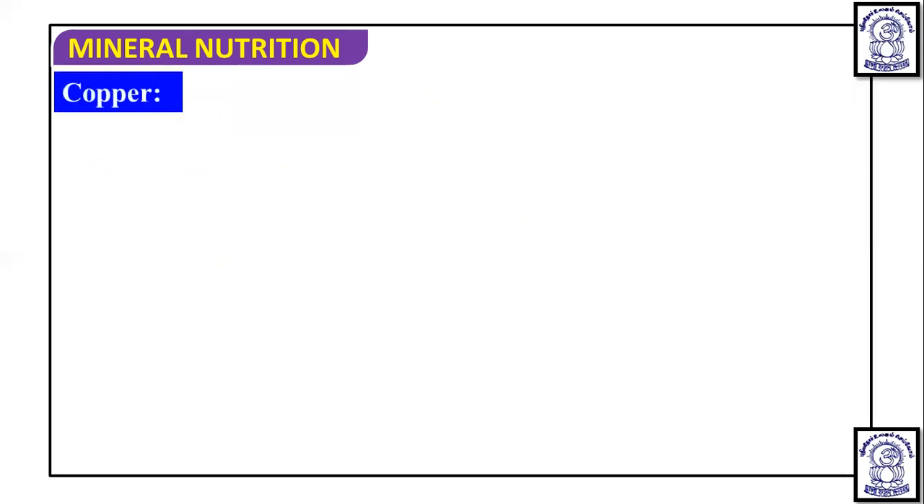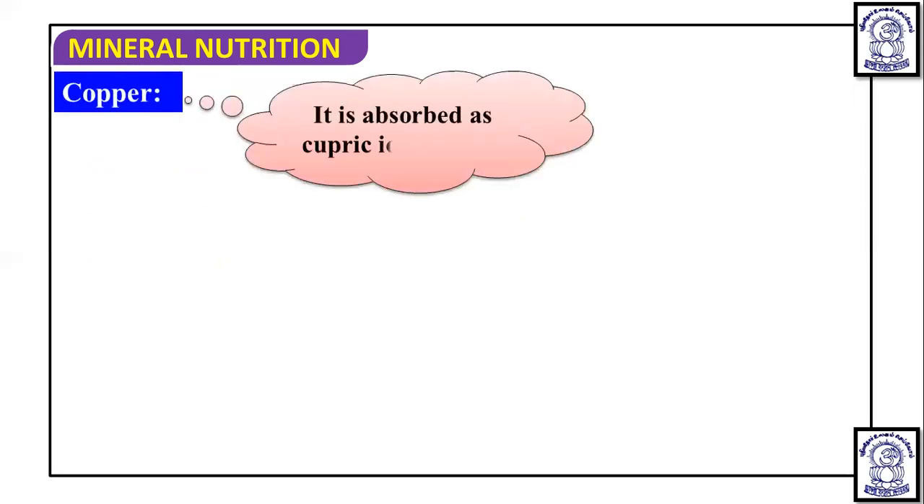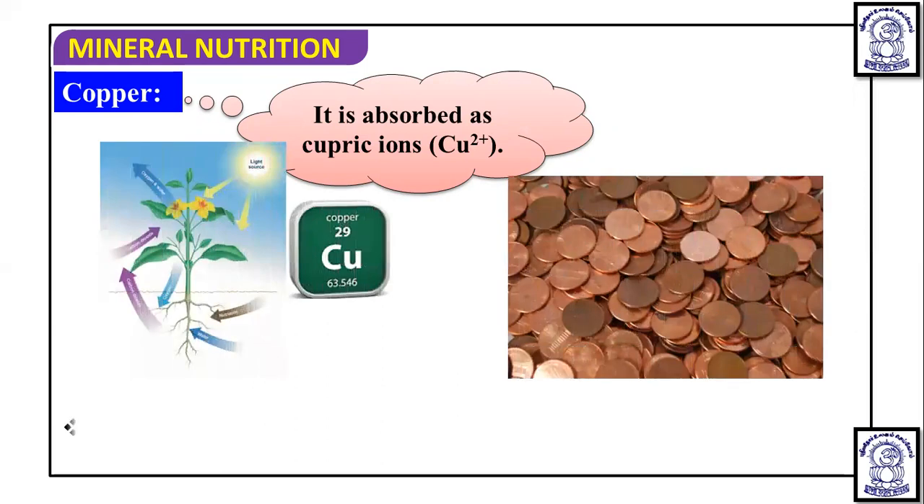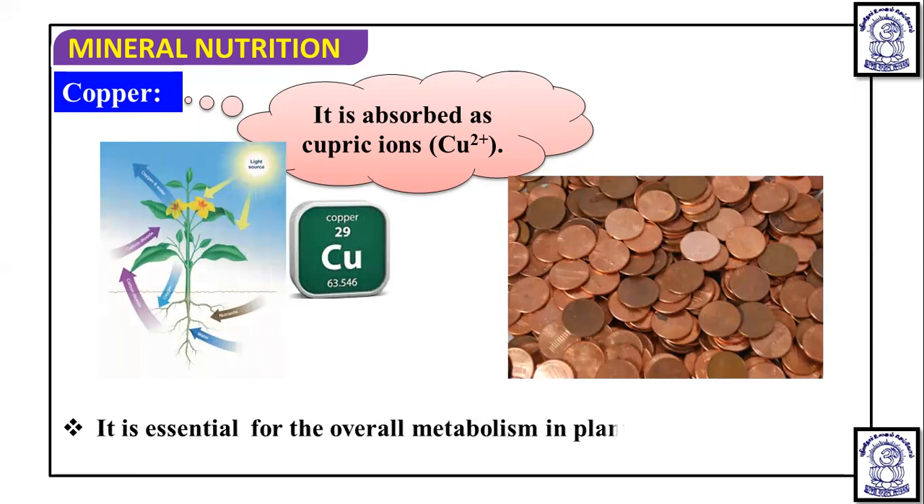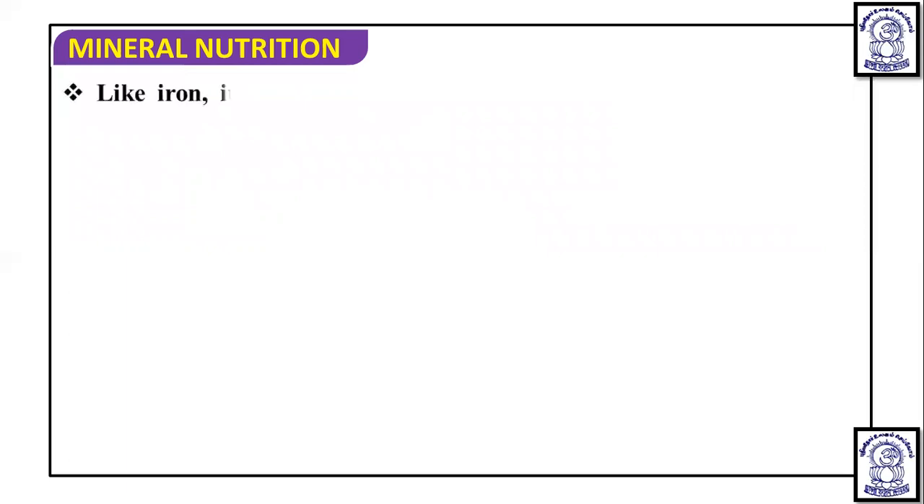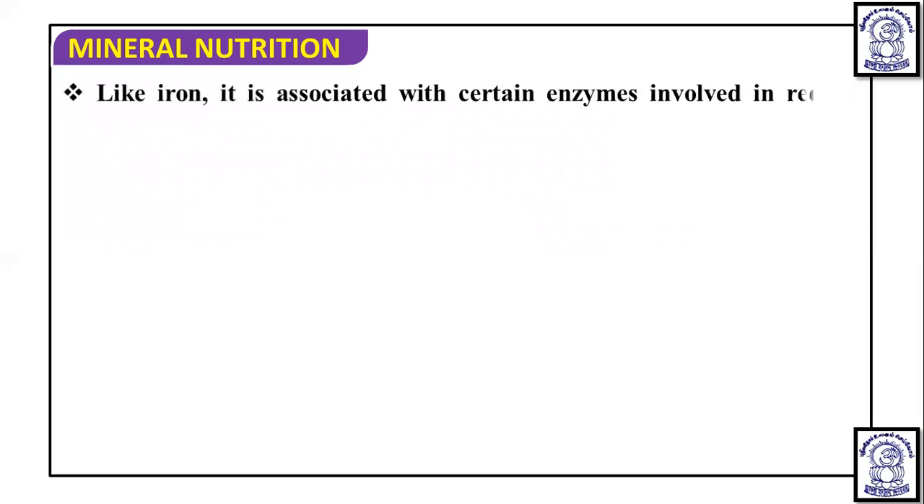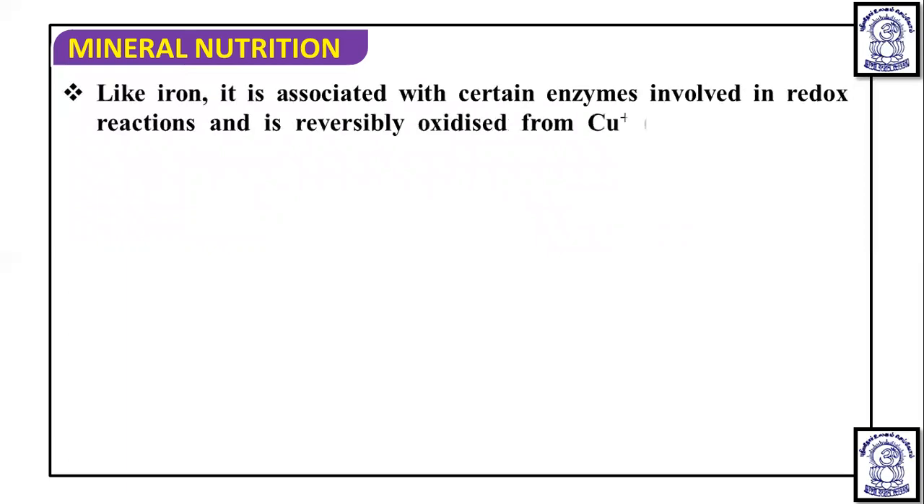Now after this, the next element is copper, and it is absorbed as a cupric ion, that is Cu2+. Okay. If you talk about its physiological role, it is essential for the metabolism in plants. And this copper, like iron, is also associated with oxidation reduction reactions, with certain enzymes of this redox reaction, and is reversibly oxidized from the cuprous to the cupric ion.